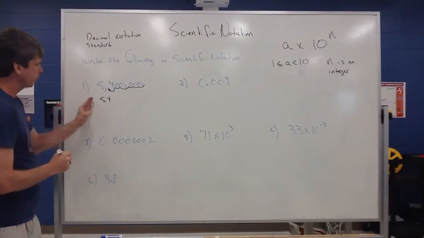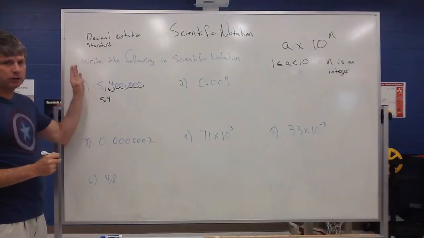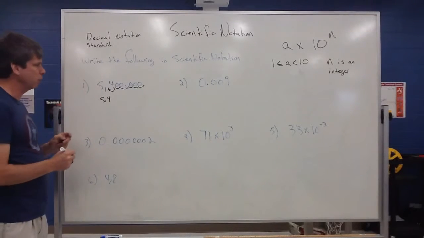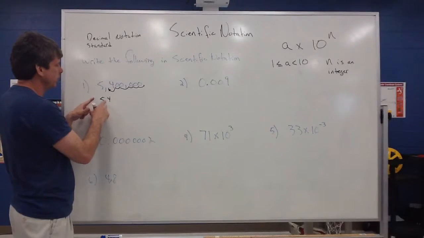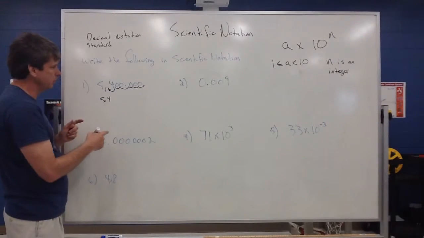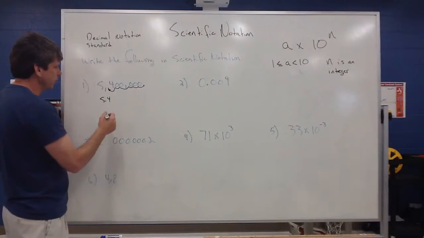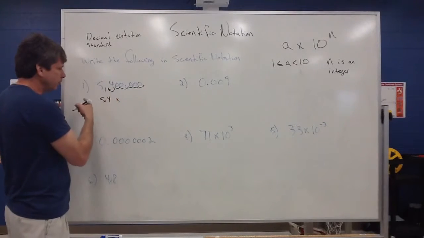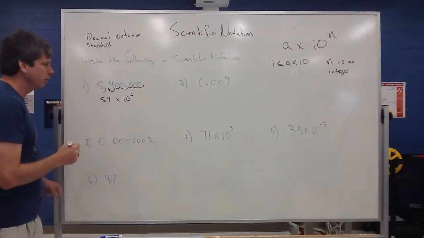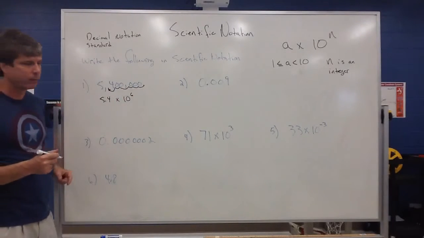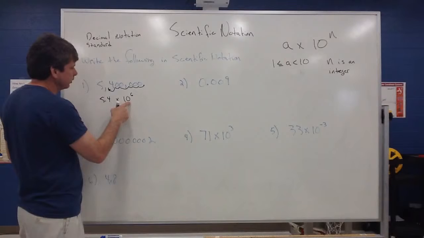So just move that decimal all the way to the end until you just have one spot left over. That's going to create a number between 1 and 10. So I'm sliding it over until I create a number that is between 1 and 10. 5.4 is between 1 and 10. And we had to slide the decimal over 6 spots. Since we lost 6 spots, I've got to put a 10 to the 6th power to put those 6 spots back in. So 5.4 times 10 to the 6.